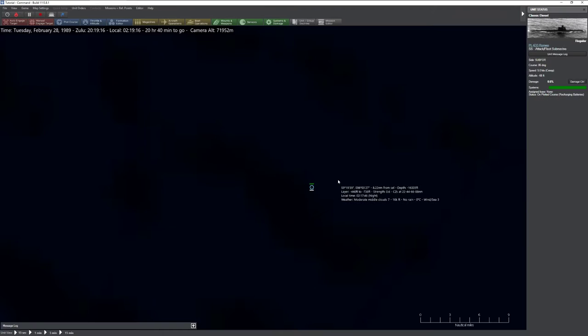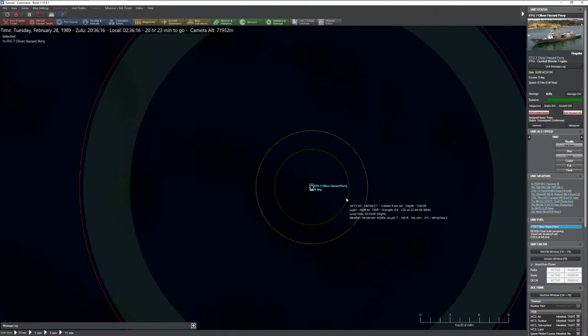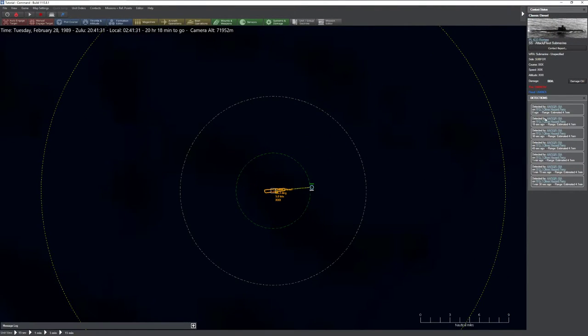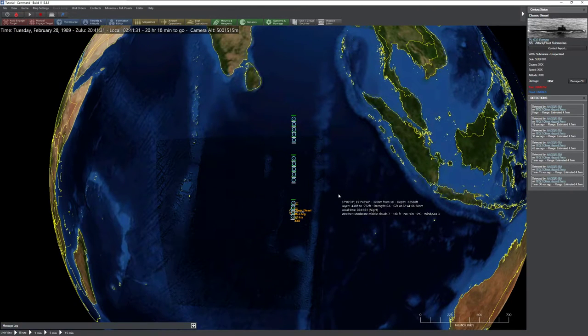So at least you can kind of see the scenario. Keep in mind, this is running on a diesel engine, so you'd expect at any second for the frigate here to spot him, which he did. Keep in mind, the distance he was detected at is still 4 nautical miles. Okay, so hopefully that makes sense as far as sound goes.